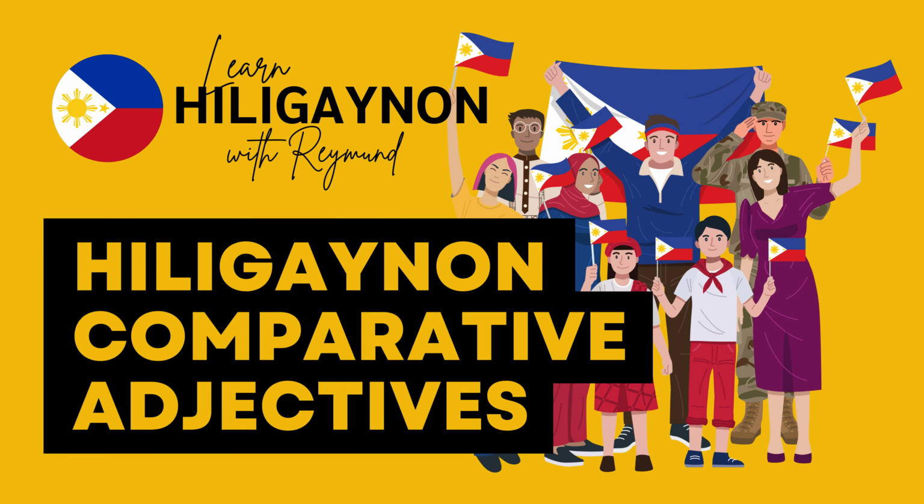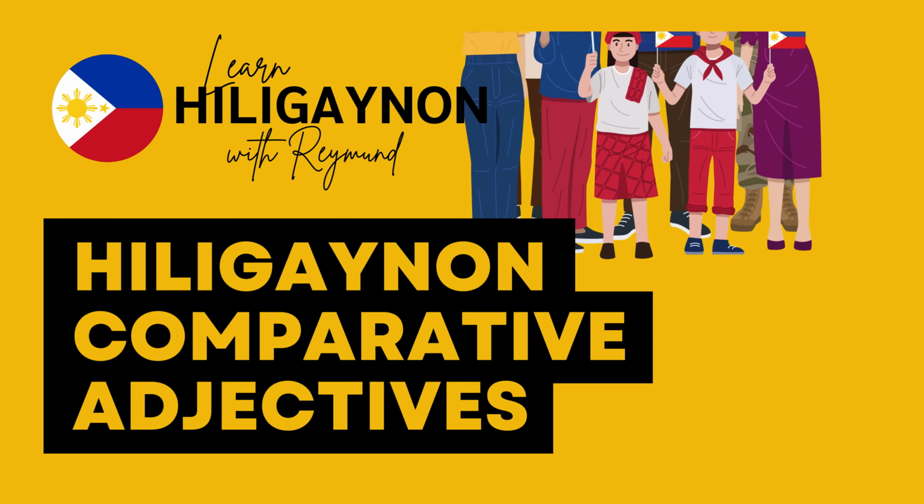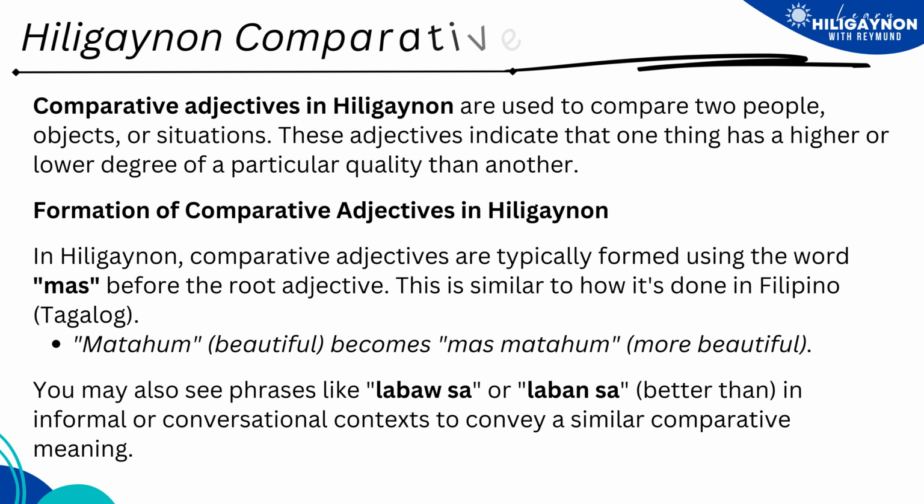Hiligaynon comparative adjectives. Comparative adjectives in Hiligaynon are used to compare two people, objects, or situations. These adjectives indicate that one thing has a higher or lower degree of a particular quality than another.